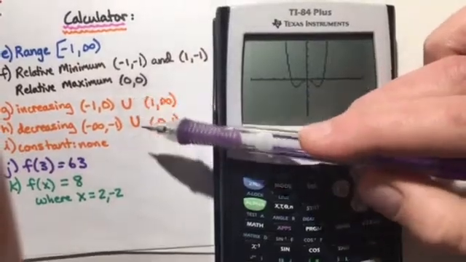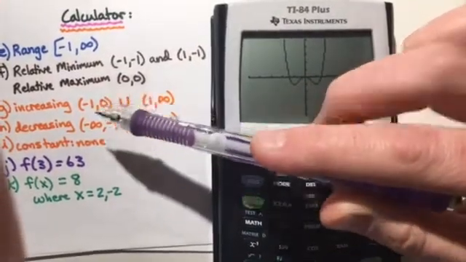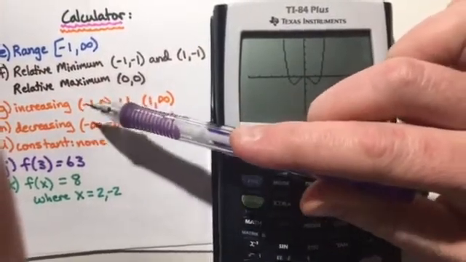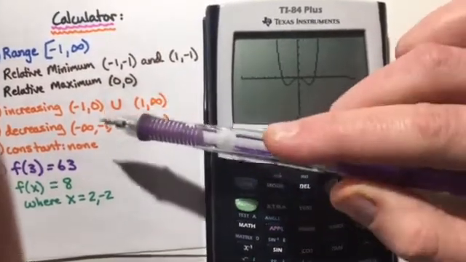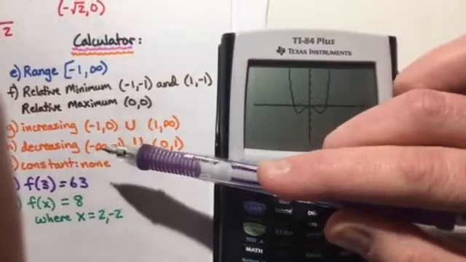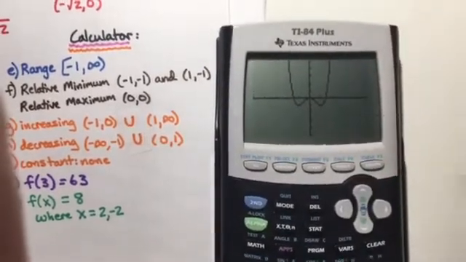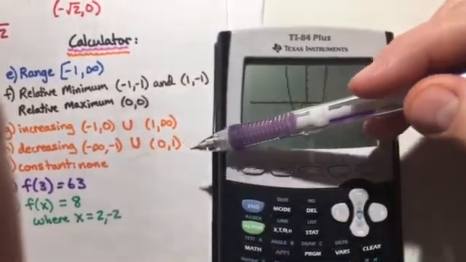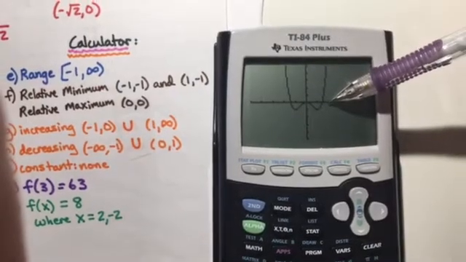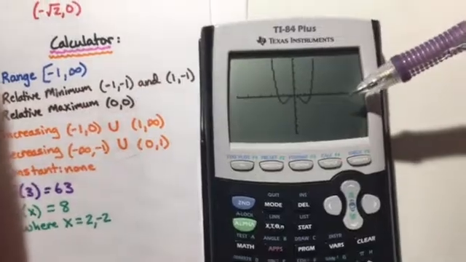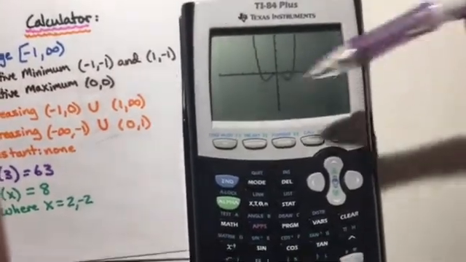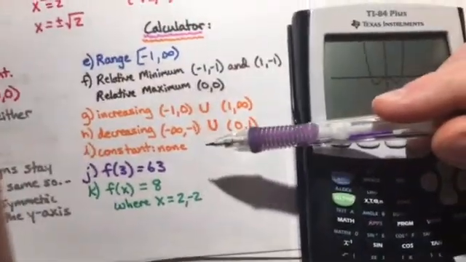And the little U sign in the middle just means that it's increasing between -1 and 0 and between 1 and infinity. And it is decreasing from -infinity to -1 and from 0 to 1. Then there's no intervals where it is constant, because there's no intervals on our graph that look like it's flat or not increasing or decreasing. So we just put none for constant.